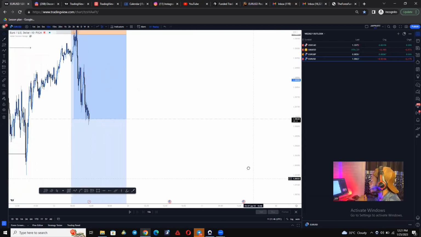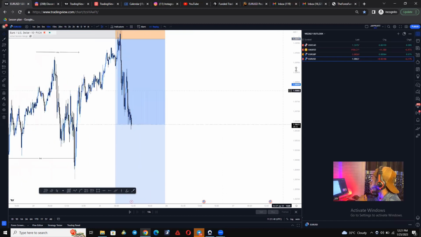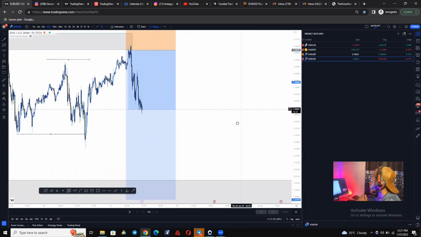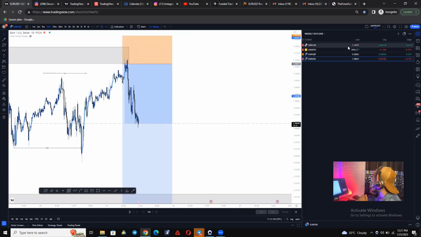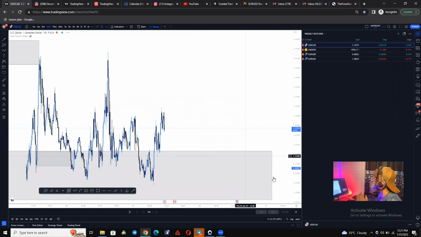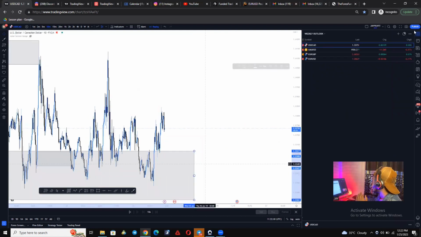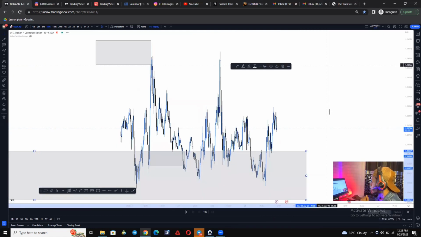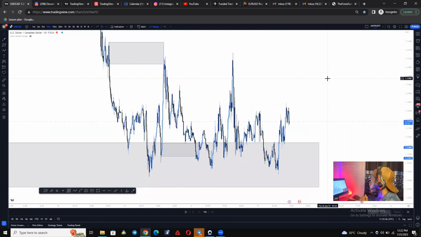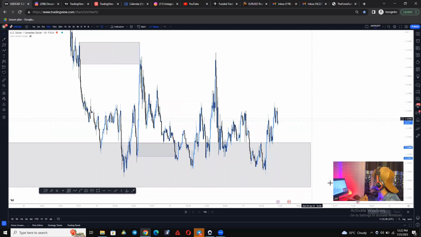Oh wow, Euro USD is actually dropping. I'm currently on this trade right now, on Euro USD. So let's go to what we have for today. On USD CAD, like I said, I'm going to be using USD CAD as an example today. Now on USD CAD, this is what we have right here.